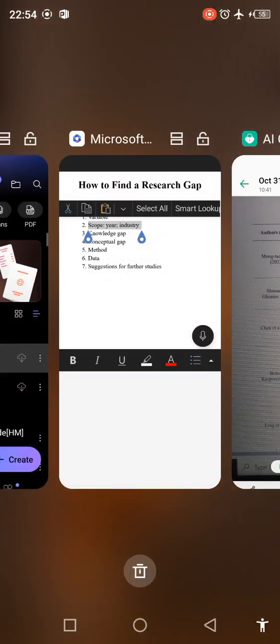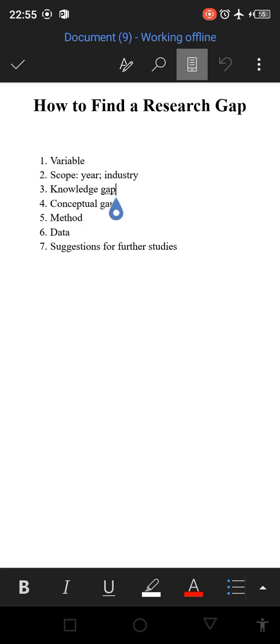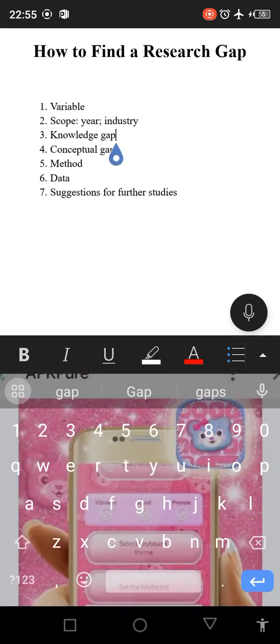You might want to ask, since I said this scope is divided into year and industry, is it compulsory I use both of them, or should I just use one? Yes, it is compulsory you use both of them. Both of them must appear in your study. The year scope and the industry scope have to appear as gaps inside your study. They are important. Now, the next thing is our knowledge gap.